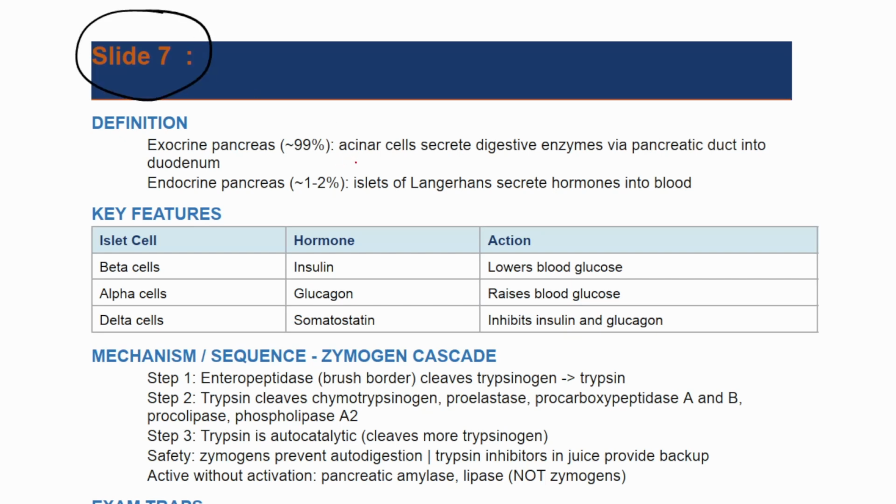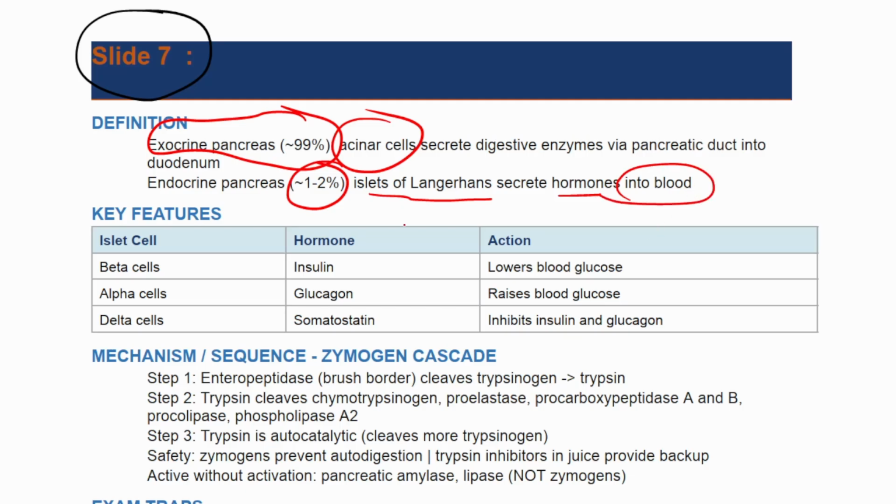Slide 7 and our previous illustration established that the pancreas is divided into a 99% exocrine fraction composed of acinar cells and a 1 to 2% endocrine fraction composed of specialized islets of Langerhans cells, which secrete hormones into blood. The major distinction: exocrine pancreas secretes enzymes and endocrine pancreas secretes hormones. Hormones work via blood in distant organs, and enzymes normally use the path of the duct of the gland and work their magic when needed.